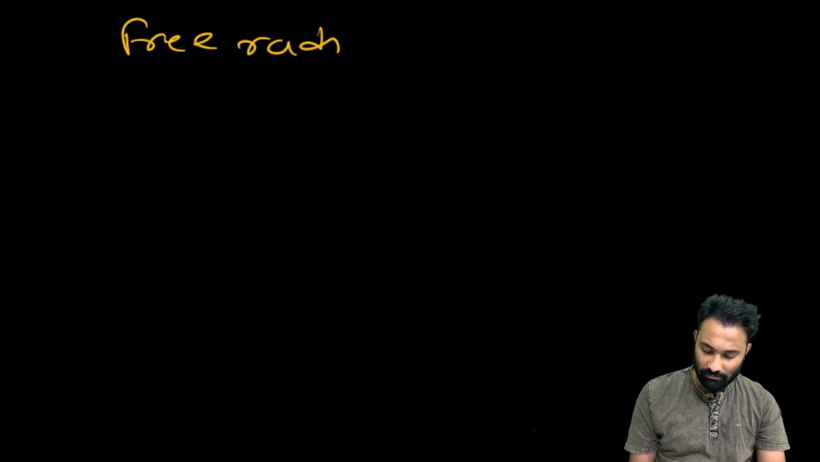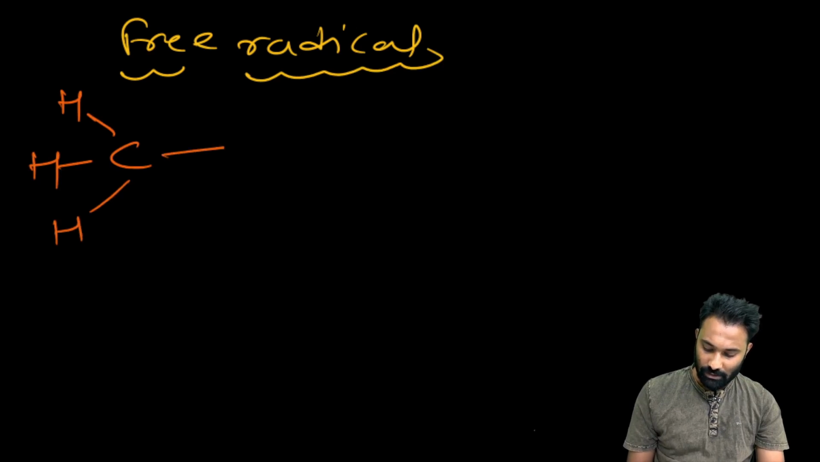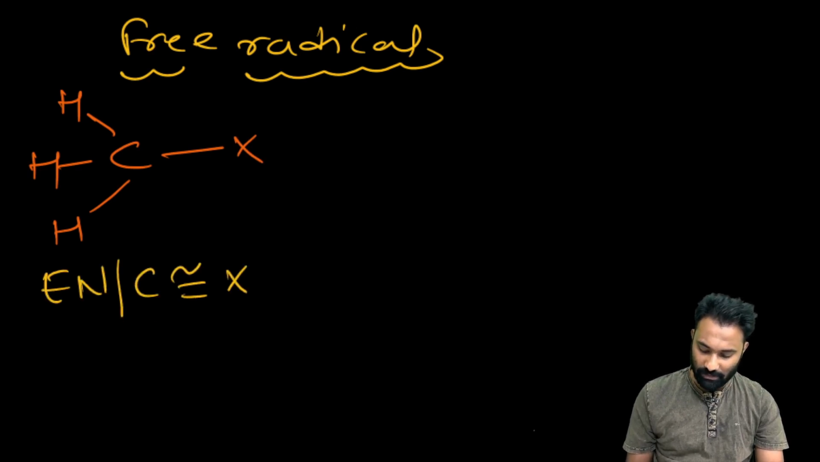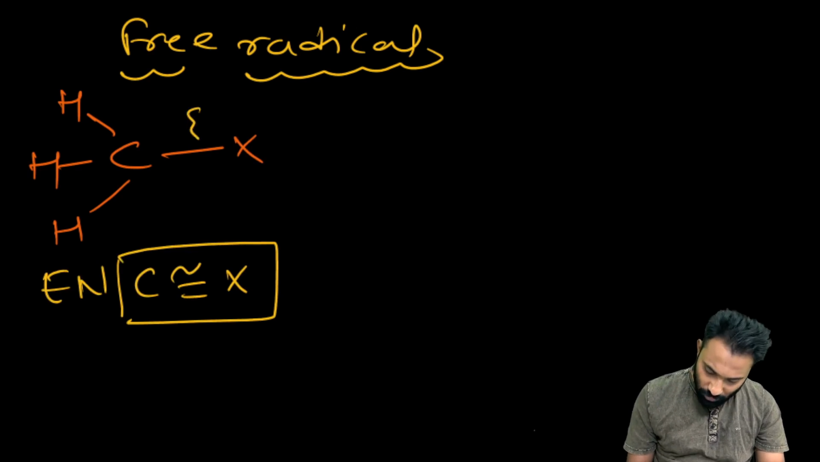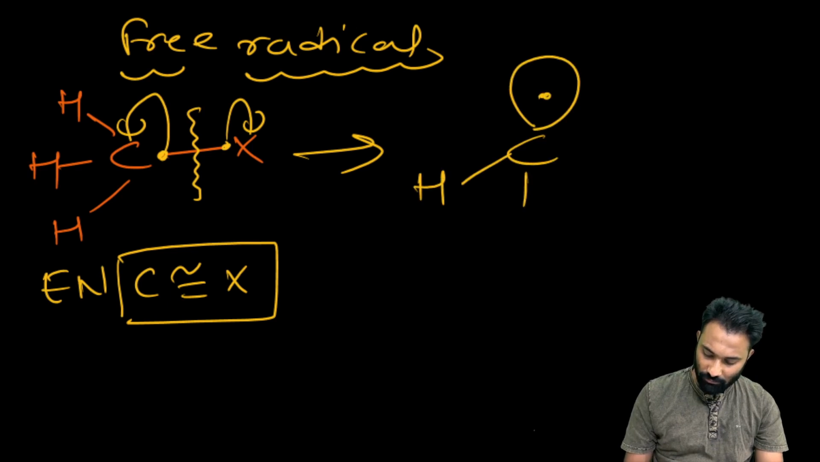Done? Clear? Now, next comes which one? Free radical. Third one is free radical. Here the carbon, here the hydrogen, here the hydrogen. Now here I will take some X atom. Electronegativity of carbon and the X atom is the same. Then when it is homolytically broken, this carbon takes one electron of this bond pair and the X takes the other. Now you see this carbon, one odd electron is present, and the X has come.